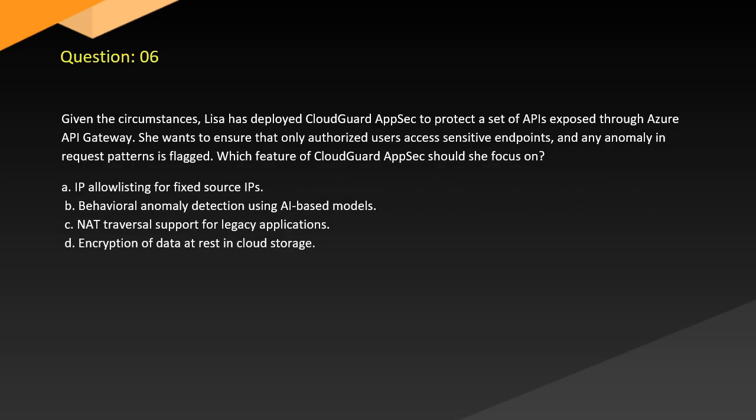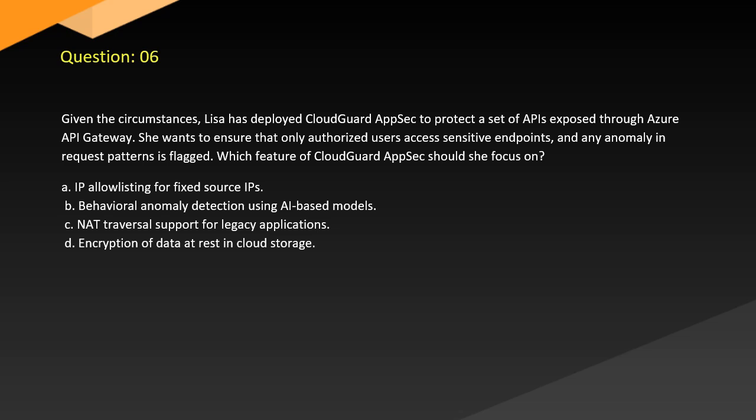Question 6. Given the circumstances, Lisa has deployed CloudGuard AppSec to protect a set of APIs exposed through Azure API Gateway. She wants to ensure that only authorized users access sensitive endpoints and any anomaly in request patterns is flagged. Which feature of CloudGuard AppSec should she focus on? A. IP allow listing for fixed source IPs. B. Behavioral anomaly detection using AI-based models.